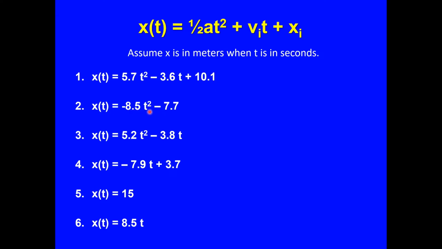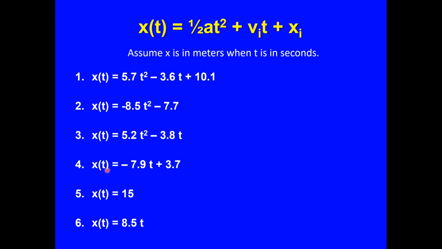In equation 2, we don't have the middle term, the t term, so that says that the initial velocity is 0. Our acceleration is negative 17 meters per second per second, and the starting point is the negative 7.7 meter mark. In example 3, there is no constant term, which means the initial position was 0, the origin. The initial velocity is negative 3.8 meters per second.